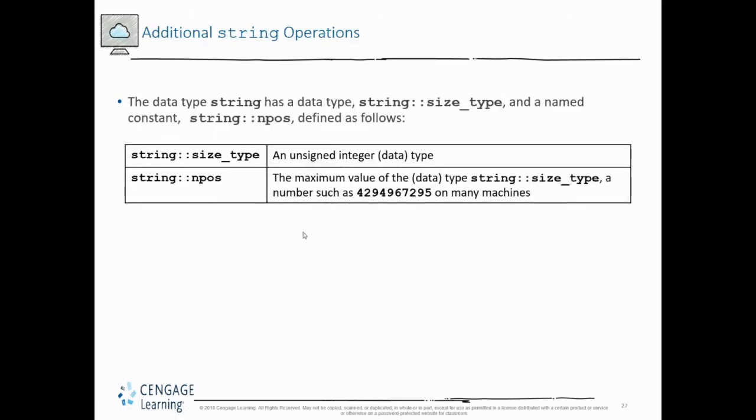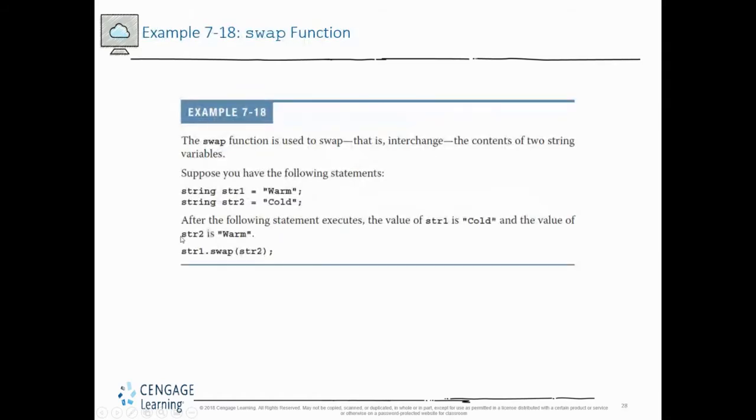All right. So data type string has a data type string size type, and a named constant string npos, which is the numeric position, defined as follows. So unsigned integers and maximum value of the string size is this value right here, all right? And again, you don't need the string colon, colon. This again is, remember, a namespace, you're using it, and they're referring to it from outside your namespace, okay?